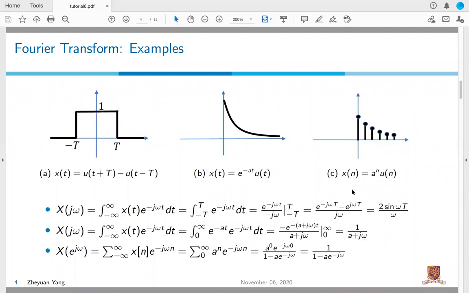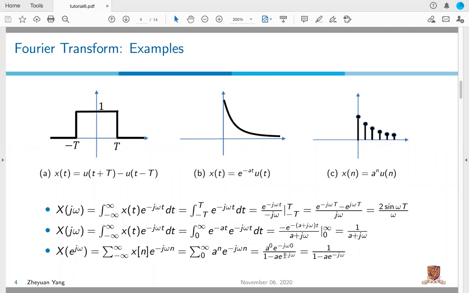The third signal is a signal in discrete time domain. It is a geometric sequence. It is equal to a to the power n times u[n]. So for the discrete time Fourier transform, it is the summation of x[n] times e to the power minus jωn, and it is from zero to infinity because we have u[n].